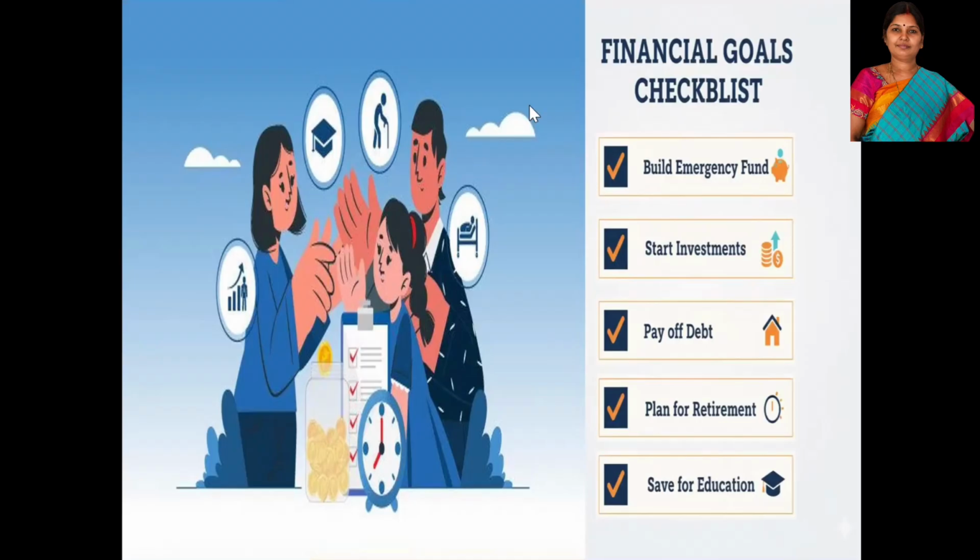So what are the financial goals that are listed here? Building an emergency fund, and paying off debts. Whatever debts they have till now, they want to pay them off, and that is also their financial goal. Besides paying the debt, they can also make some savings. Next, plan for retirement and save for education. These are all what? Financial goals.